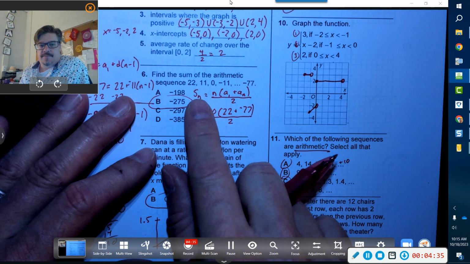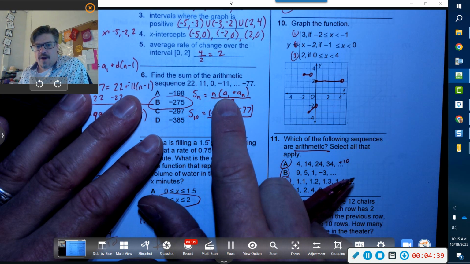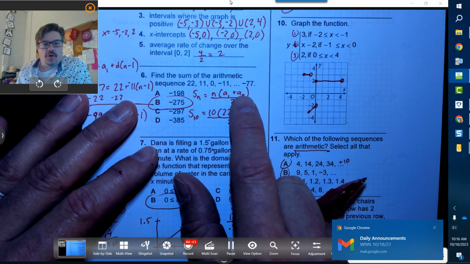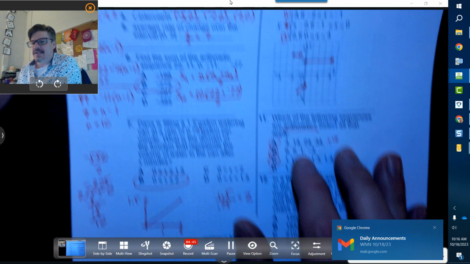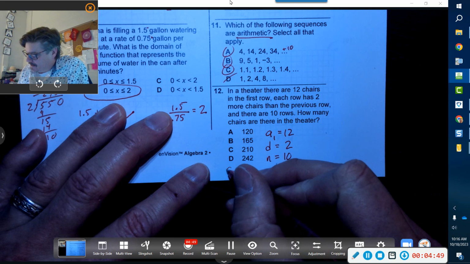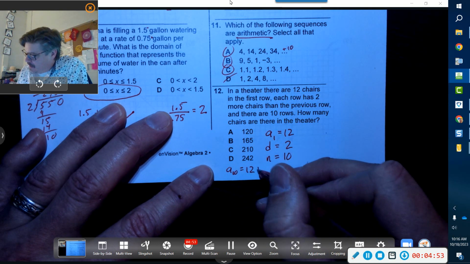If I want the sum, I actually need to know how many rows there are, where I started out, and how many is in the last row. Okay, so that I don't know. I don't know how many chairs there are in the 10th row. So what I need is an A sub 10. So let's start with the first one. I go up by 2.